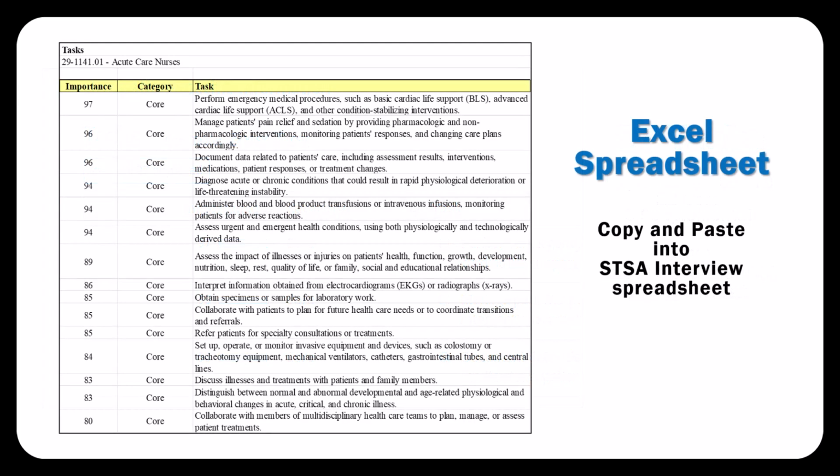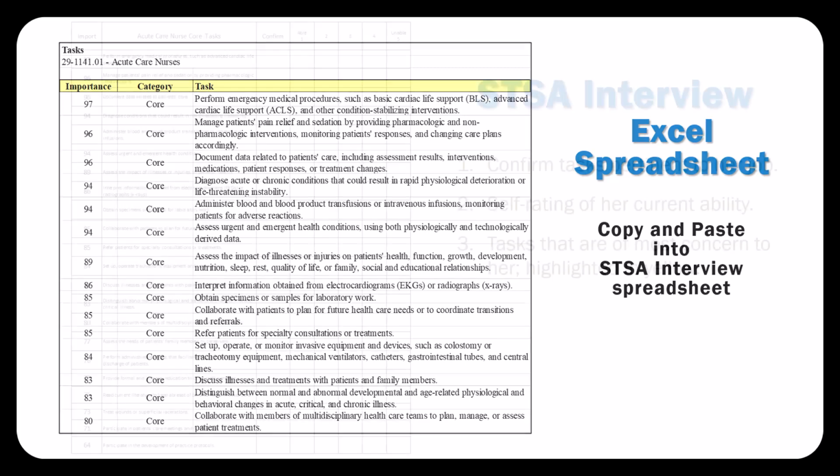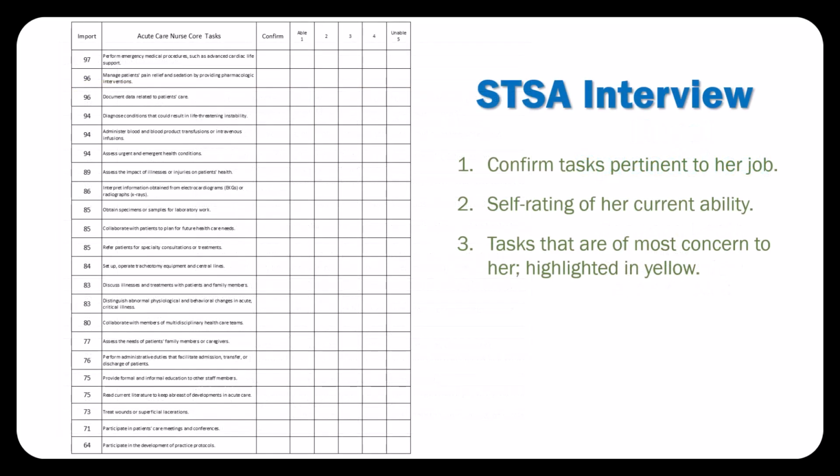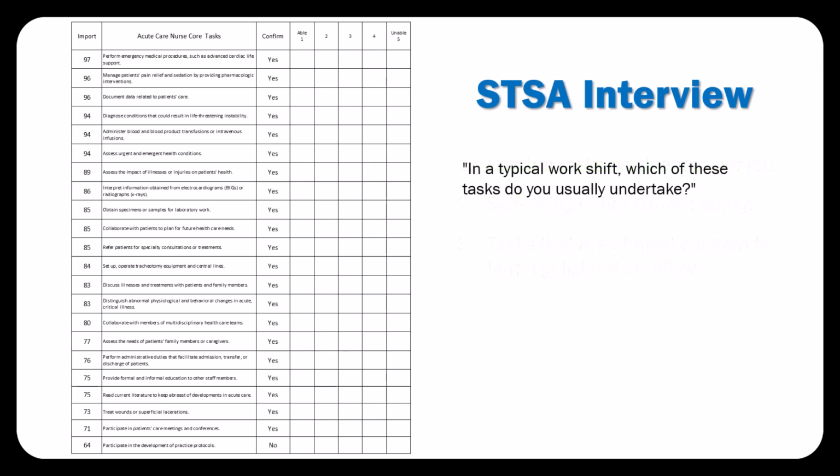So this is the Excel spreadsheet, and this is what the data look like when the data are copied and pasted into the blank STSA interview sheet. You do this ahead of time. It only takes a few minutes. So you're all set when Joanna comes in with the first of the 3 questions that are part of the interview. In a typical work shift, which of these tasks do you usually undertake?